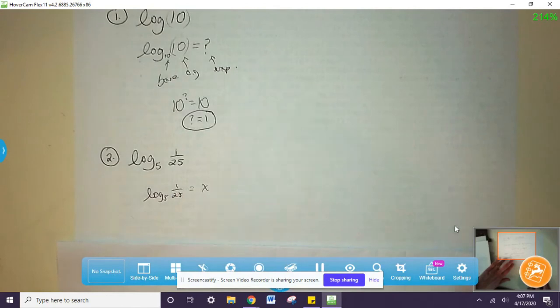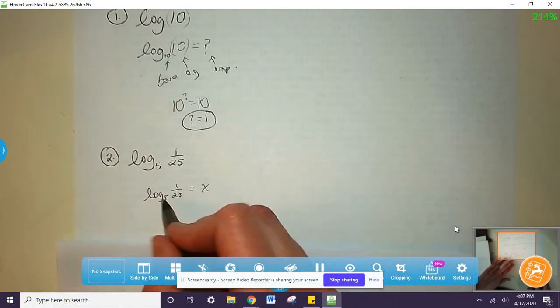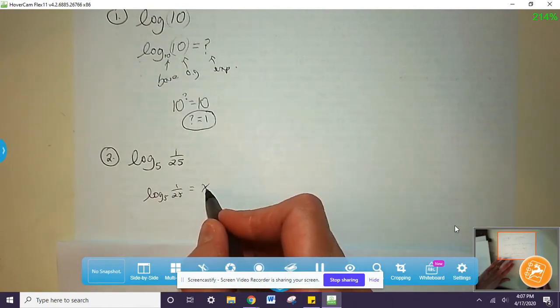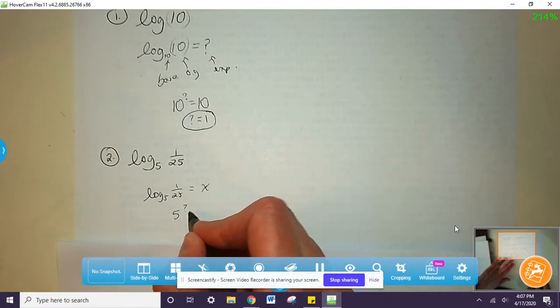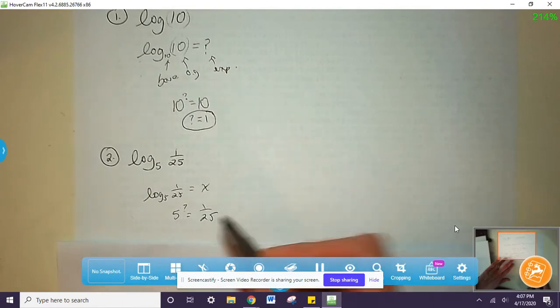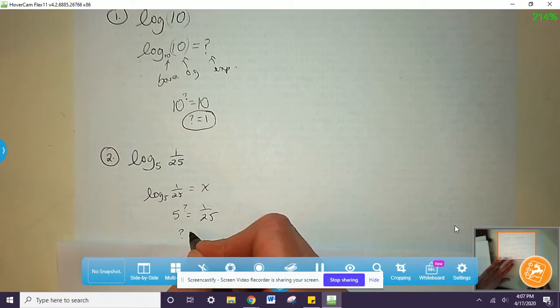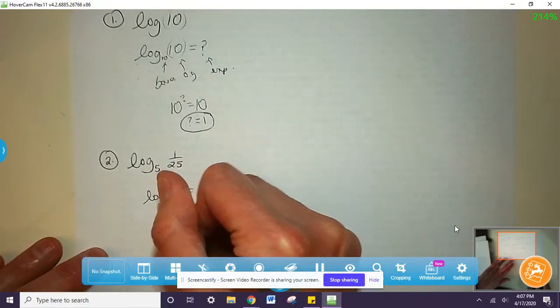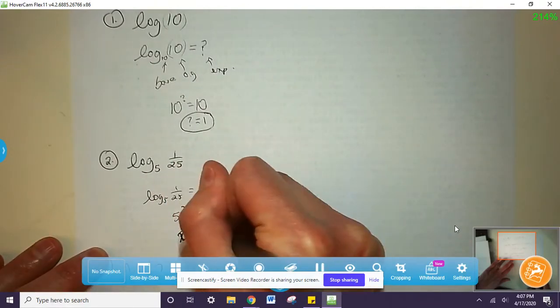I'll use x this time to name that missing piece. Sometimes I use question mark, sometimes I use x. So this is 5 to what power is 1 over 25. We wrote in our notes 2 lessons ago that to make a fraction, we want to use a negative exponent. So the answer here is going to be -2, or x equals -2.